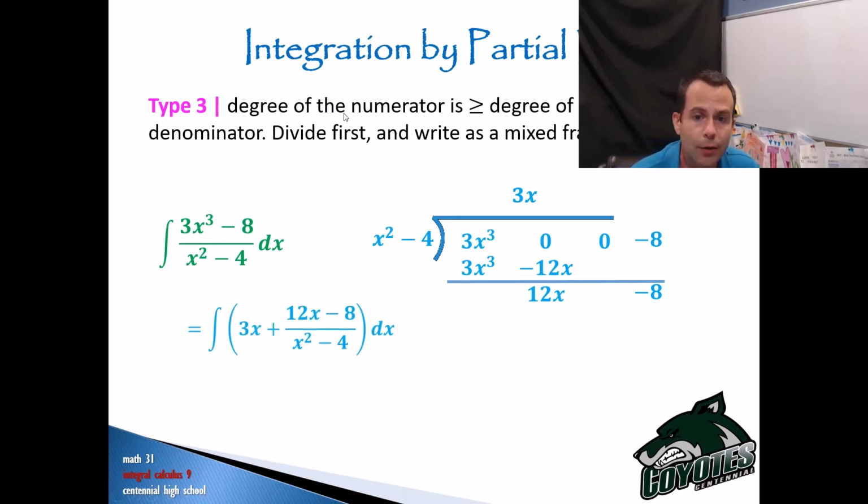Okay, now this guy is method 1, where I can factor this into x plus 2 and x minus 2 on the bottom. So I'm going to want to try and split my 12x minus 8 over x plus 2, x minus 2 into two different fractions where one denominator is x plus 2 and one denominator is x minus 2.